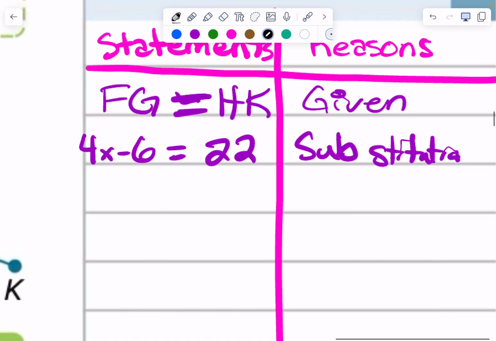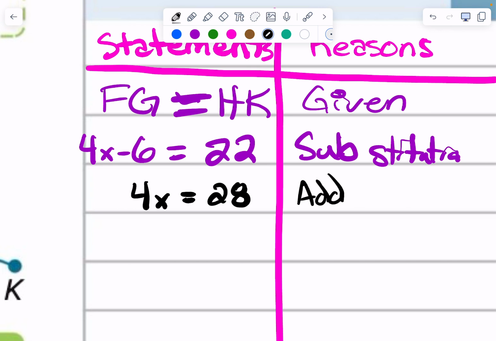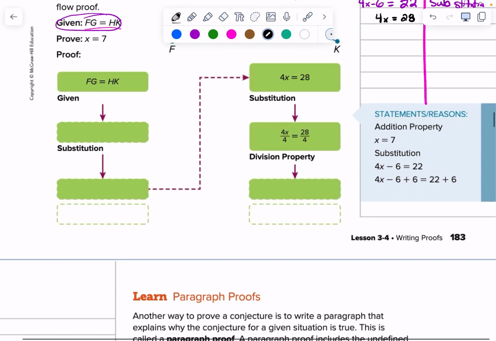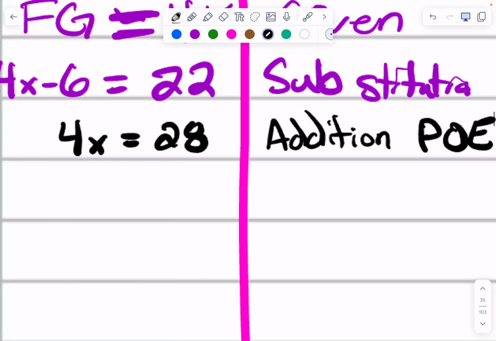So now we are here. What are you going to do first? 4x. Okay, I'm going to add this 6 over. So 4x equals 28. And what's that called? That's the addition property of equality. Do they call it something different? No. Okay, the addition property of equality, that goes down here. Okay? All right, good?